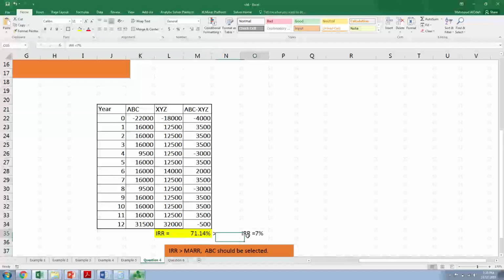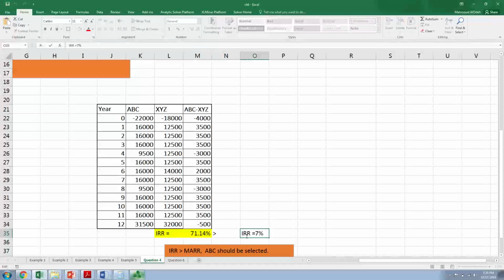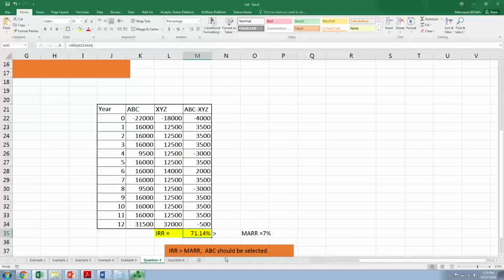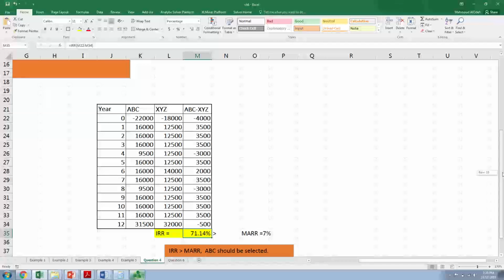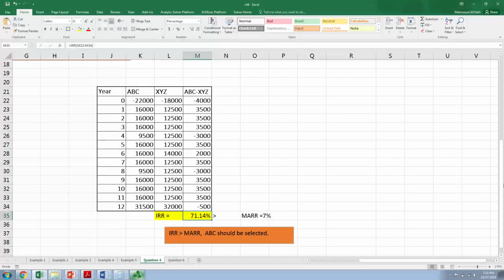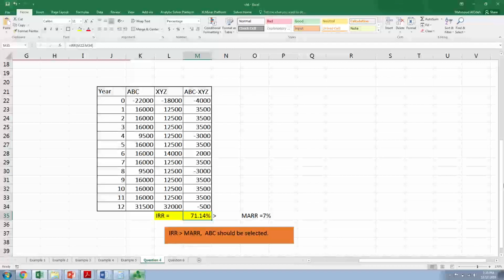So the MARR is 7%. We look into the IRR out of the incremental analysis, and we found that this is higher than the MARR. Therefore, we should select the one alternative with the higher initial cost, and therefore we have to select the ABC alternative.